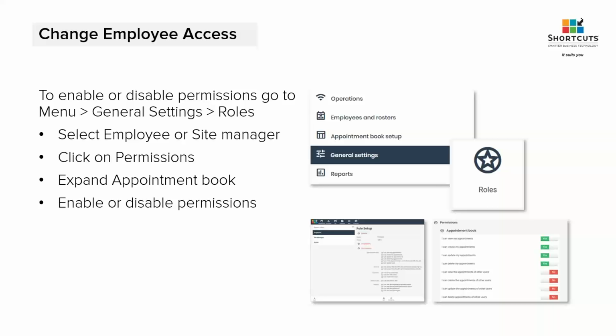So I would choose employees, and then I would click on the word that says permissions. And then I have slider bars that I can say to yes or no on every different category in the cloud. What can the employees see and do? Yes, they can see the appointment book. No, they can't see the appointment book. Yes, they can see other people's appointments, or no, they cannot. So you get to choose and modify all of the employee settings.